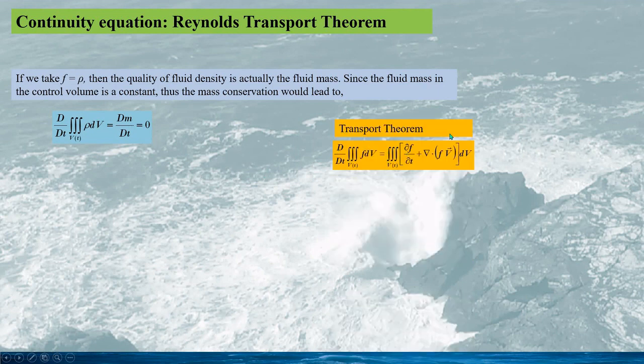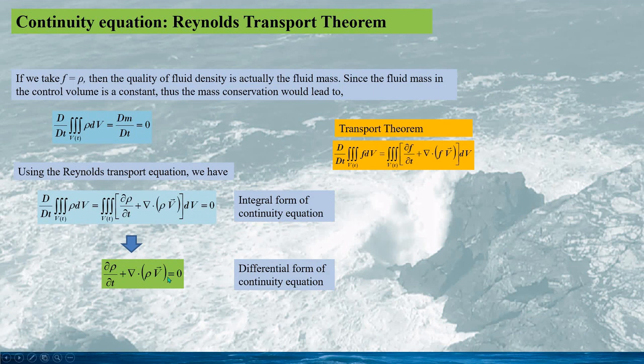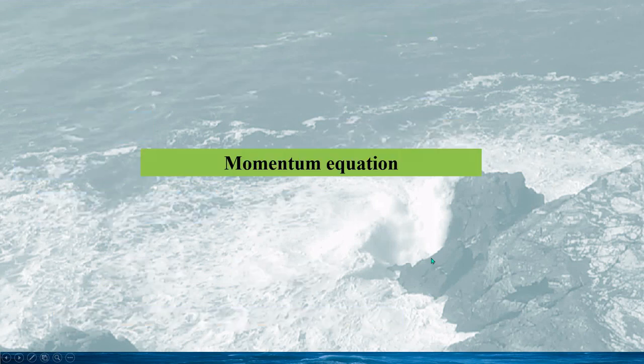Thus, the time rate of the fluid mass must be zero, given as this. Applying the Reynolds transport theorem in a form of this, we can obtain the integral form of the continuity equation as this part. From this integral form of the continuity equation, we can easily deduce the differential form of the continuity equation, given as this. This is exactly the same as the continuity equation from the fluid element method.